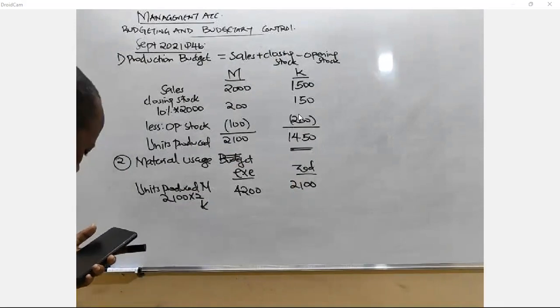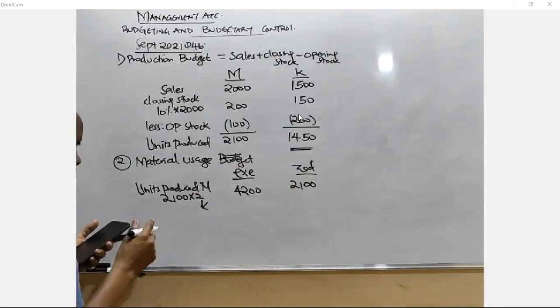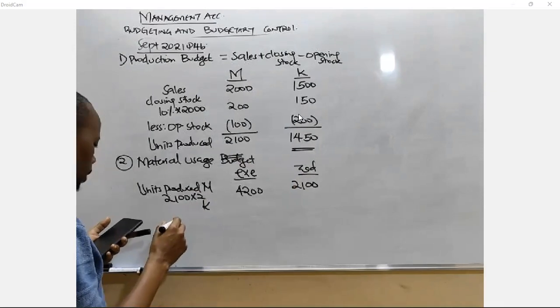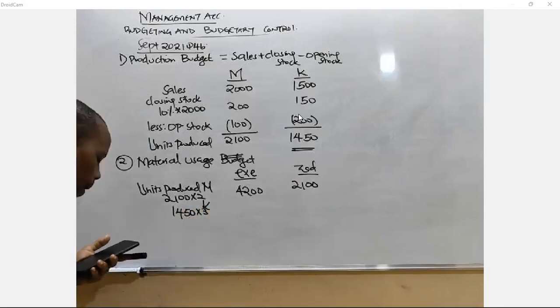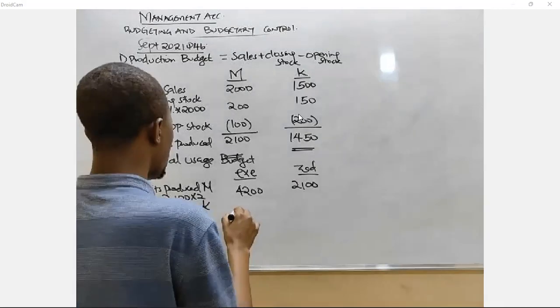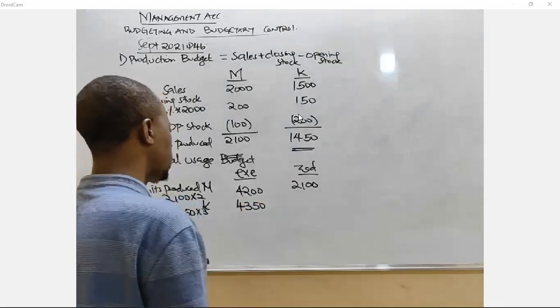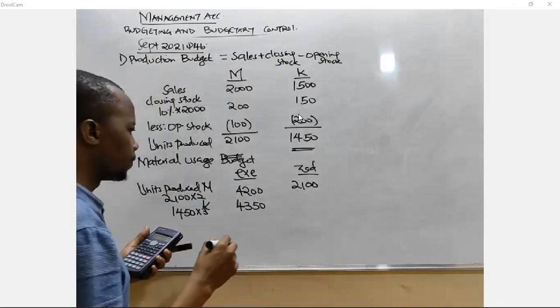When you're looking at K, you can see we are requiring 3 kgs of X to make 1 unit. So it means I'm going to be taking what? I'm taking 1,450. We multiply by 3. 1,450 times 3 is how much? You're getting 4,350. Then on the other side, it's 1,450. We multiply by 4, getting 5,800.